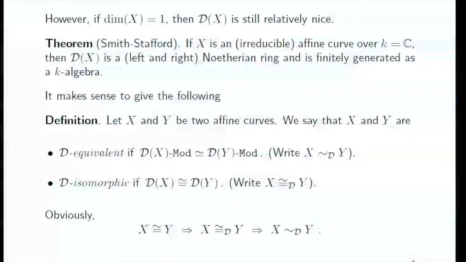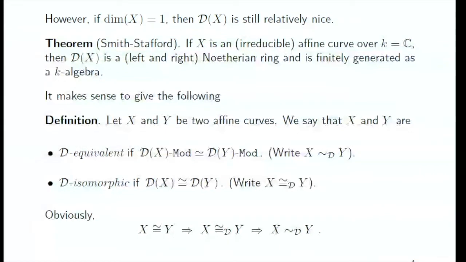But if we restrict to curves, then it turns out that D_X is still relatively nice. This is a result of Smith and Stafford, who proved that if X is any affine curve, and I always assume irreducible, singular or not, then D_X is always a Noetherian ring and finitely generated as a K-algebra. But of course, it is not necessarily simple, unlike in the smooth case, and it is not regular. It may have global dimension 2 or infinity. But still, ring theoretically, it's still a Noetherian ring and finitely generated.